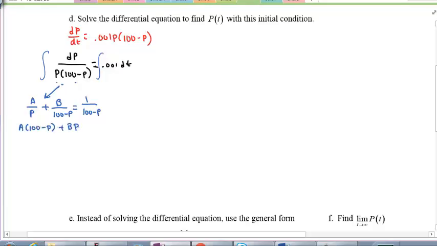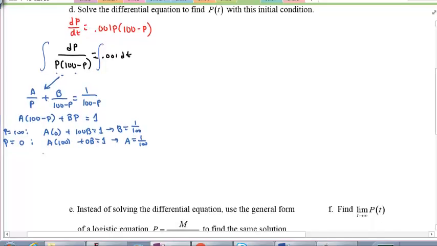So we equate the numerators. I'll let p equal 100, and that means that the A value is 0, and we get B equals 1 over 100. And of course, if I let p equal 0, then I believe we get A equals 0B, and so I think A is also equal to 1 over 100. How lovely.